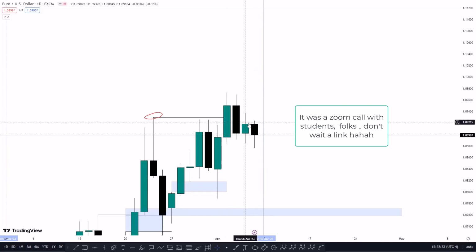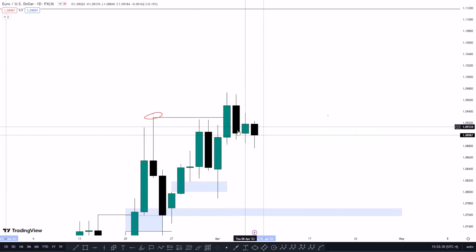But you have to think what is likely to happen. There were so many trades going on here.